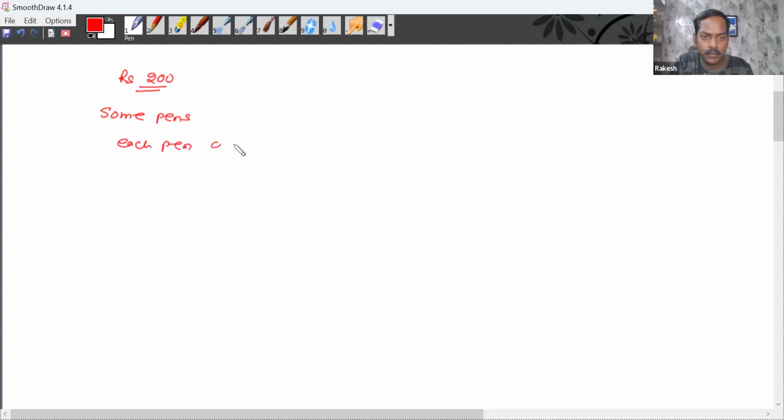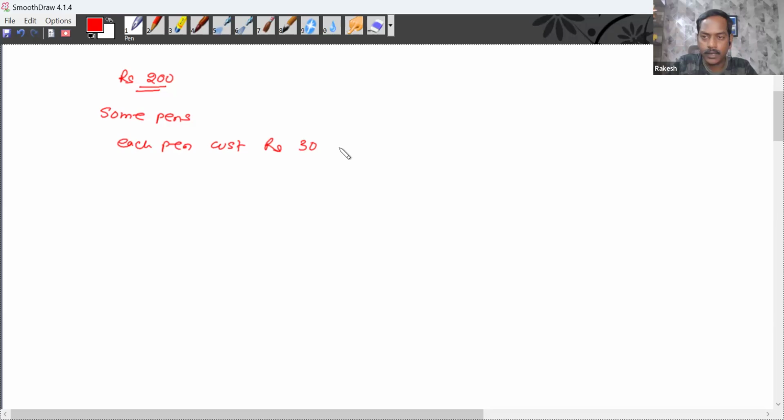Now, if each pen is costing 30 rupees, what is the number of pens I can buy, or I could have bought? For example, make a guess at what number of pens I bought. What is the number of pens I could have bought? Of course, there will be several possibilities.